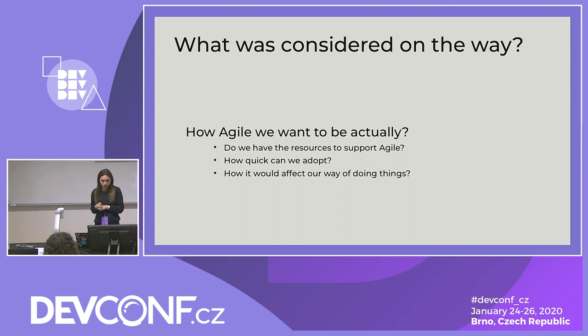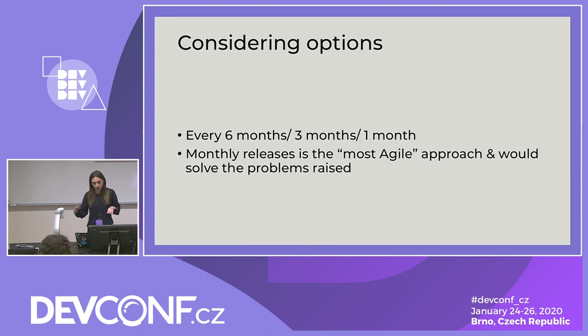Did we have the resources to do that? How quickly could we adapt? How would that affect the way we're doing things? These are some of the challenges and thoughts that we had before we actually decided what to do, and which we tried to resolve later.